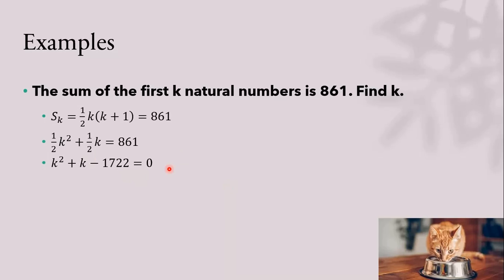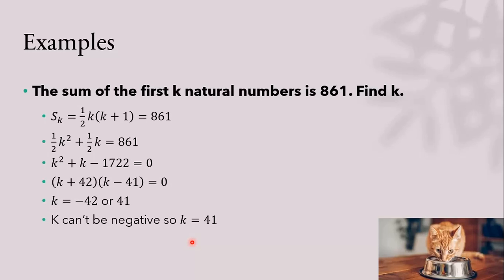We will times up by 2 and move the number to the left-hand side, and you get k squared plus k minus 1722, which can be factorised to give k plus 42, k minus 41. So k equals minus 42 or 41. k can't be negative because you can't have a negative term. So k is equal to 41.